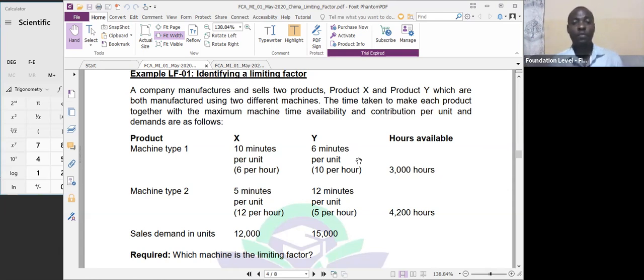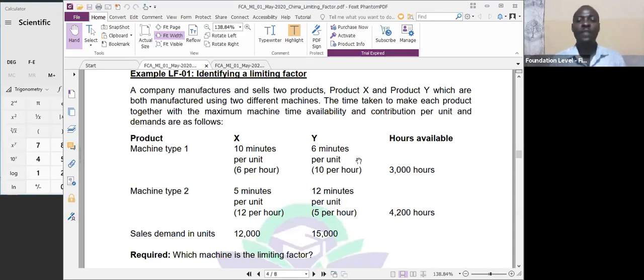So I said before, we need to know the limiting factor because that is the key to knowing how to produce. When there is a scarce resource, we do everything that the scarce resource asks us to do. It means that the scarce resource is our central focus.